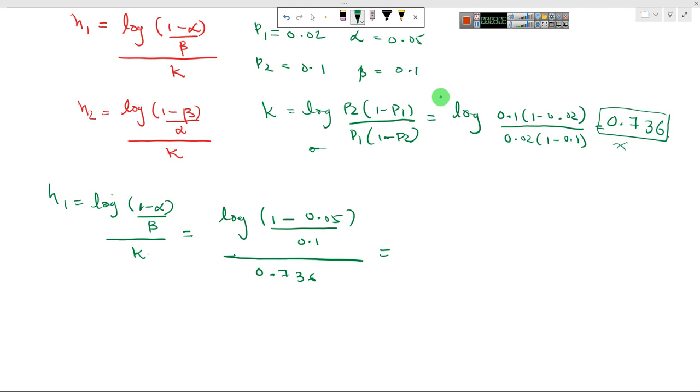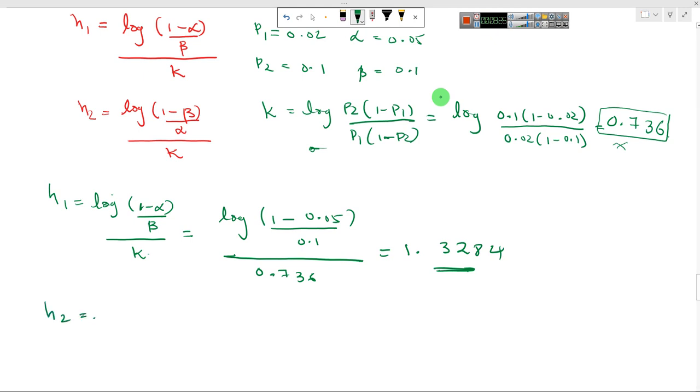You also should have got this answer, and then divided by 0.736 equal to 1.3284, right? Okay, so we have found out the value for H1.